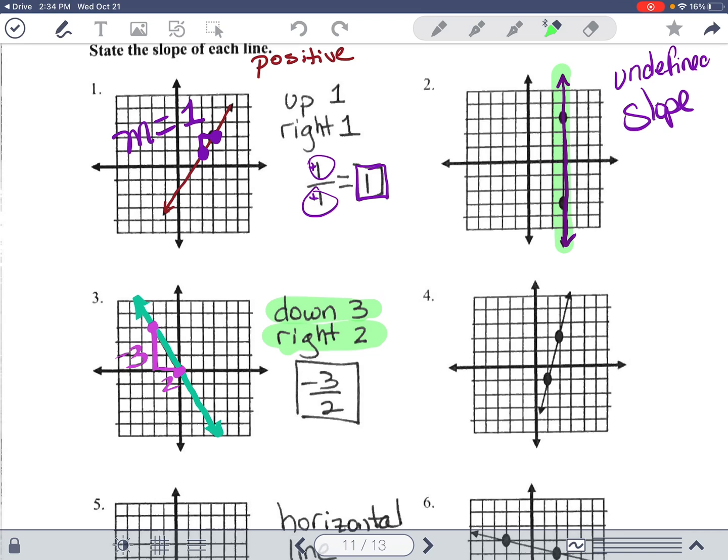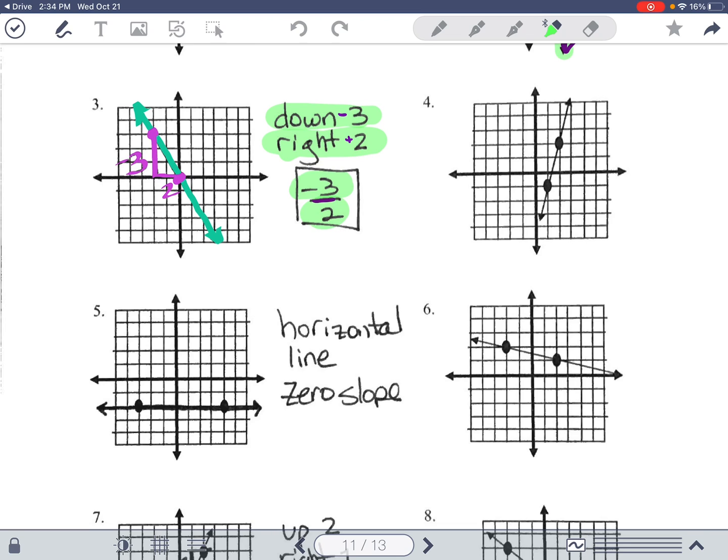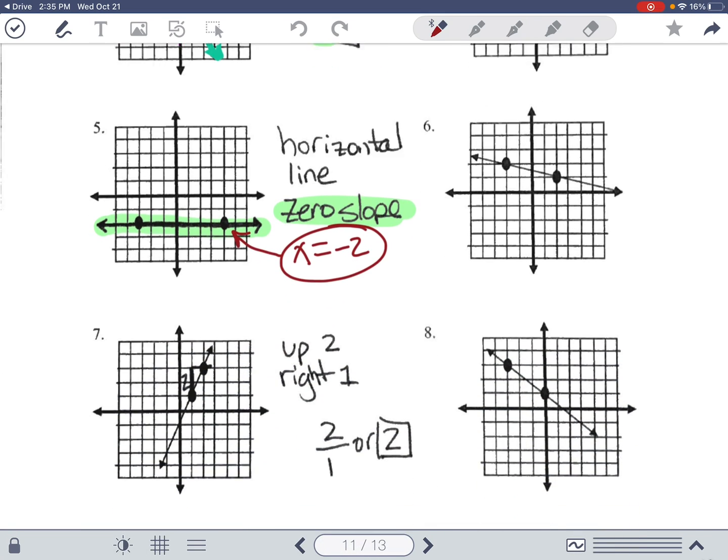And that becomes my slope. And when I say down 3, it is a negative 3. To the right 2 is a positive 2. So that's positive and that's negative. And that's the way it gets written down here to write your slope. Slope's always written as a fraction, unless it can be simplified as a whole number. Okay? All right, horizontal line, we have defined those have 0 slope. And that is an x equals negative 2. That's the equation of that line. Let's practice number 7.